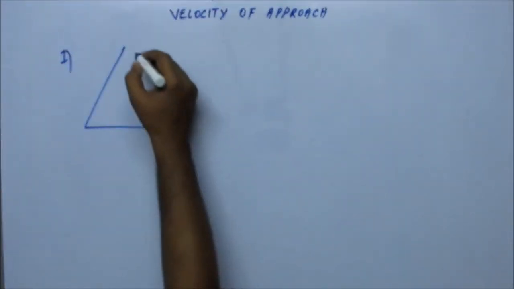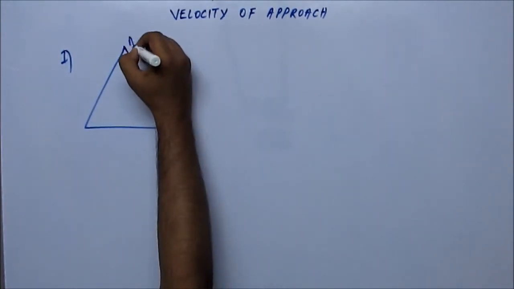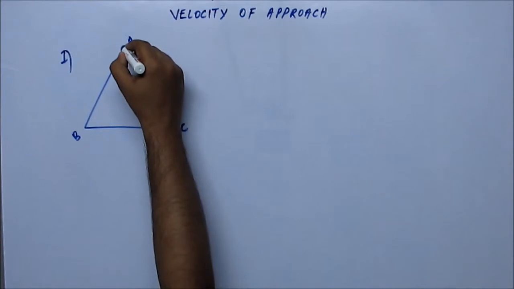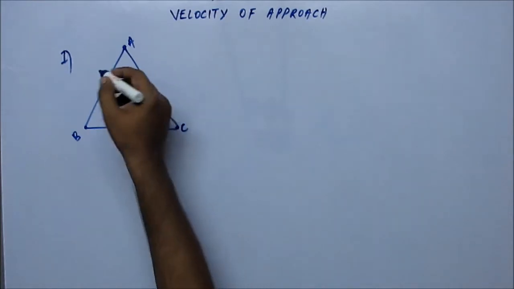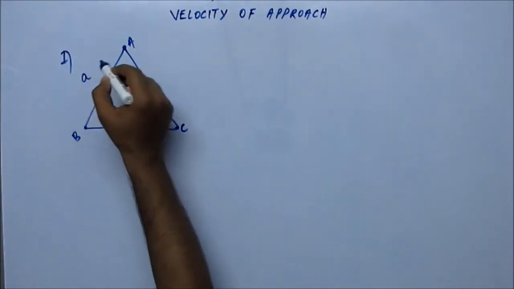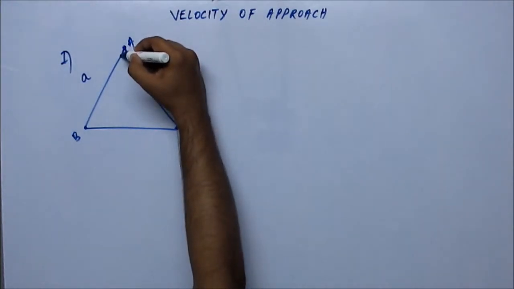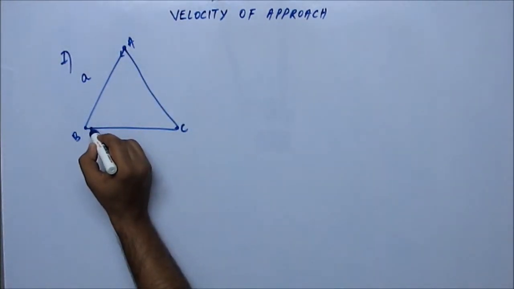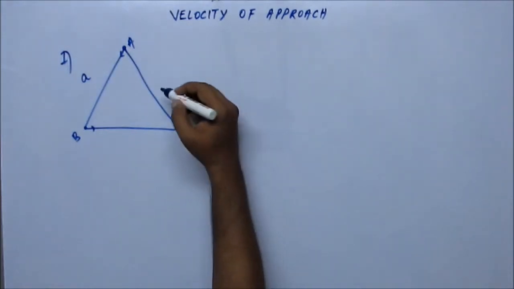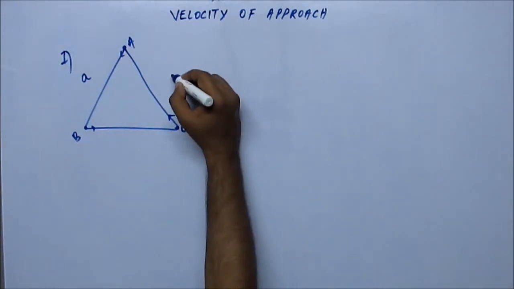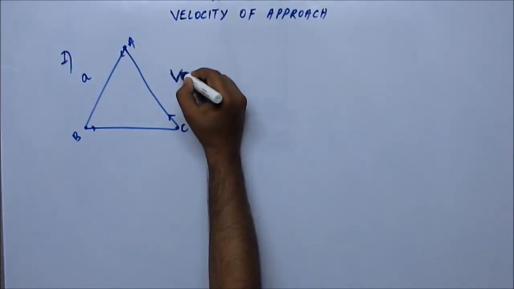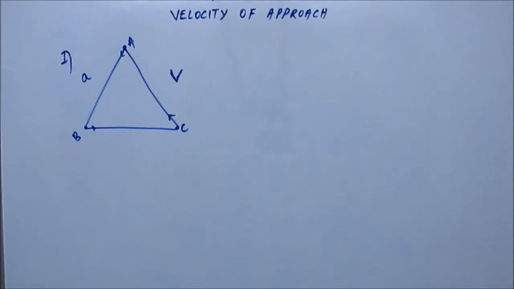The problem says that there is an equilateral triangle ABC. There are three particles at each vertex. The side length of the triangle is a unit, and particle A always follows particle B, particle B follows particle C, and particle C follows particle A. Each of the particles moves with a constant speed of V unit. Now the question is, how much time will it take for the particles to collide with each other?